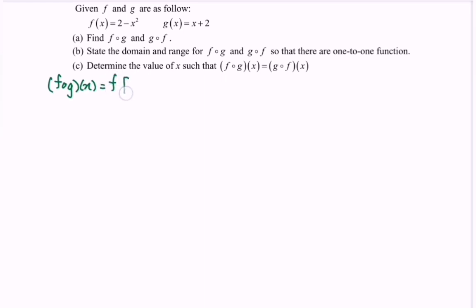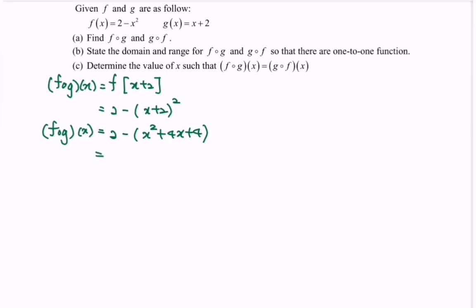This means substituting the function g(x), where we have x plus 2, into the function f. So we have 2 minus (x plus 2) squared. So f∘g will be 2 minus (x squared plus 4x plus 4). Simplifying, we have negative x squared, negative 4x, and then negative 2. So that is f∘g(x).